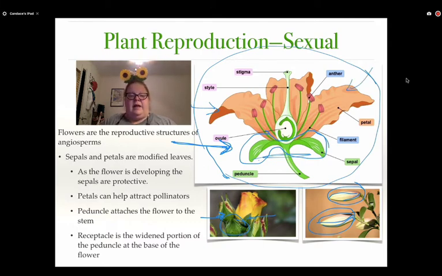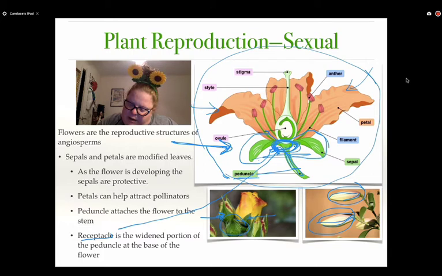And then there are two other structures that are worth knowing. There's what's called the peduncle, which is a very ugly name, I think. But this is what attaches the flower to the rest of the plant, to the stem. And then there's something that's actually not labeled in this picture, because I couldn't find a picture that had everything else that I wanted. But it's this here, okay? And it's called the receptacle. All right, so this is the receptacle. It's the widened part at the base of the flower, and it's what connects the peduncle to the rest of the flower.